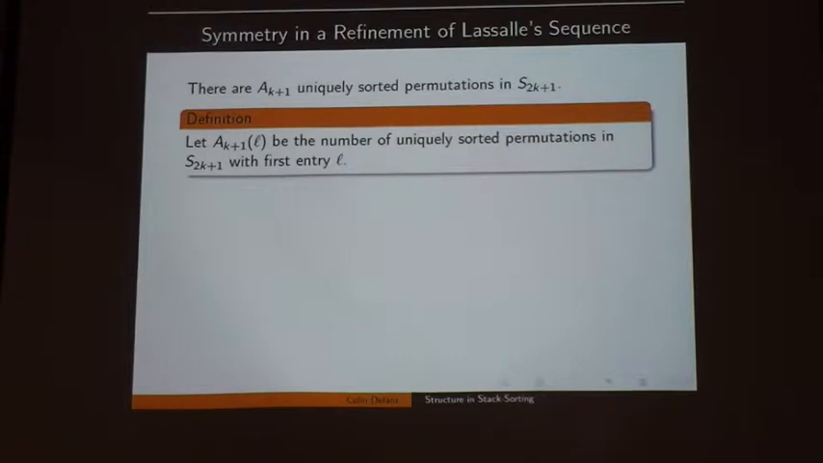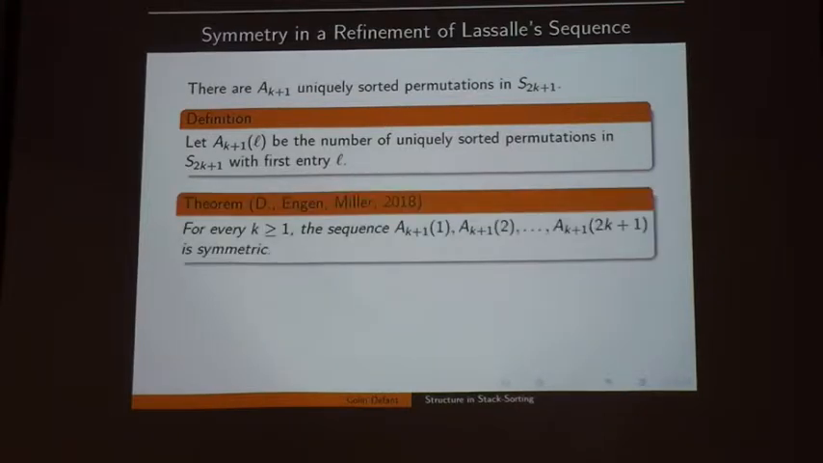This is sort of a weird thing to do because usually when you look at permutation statistics, you look at things like the number of descents or the number of inversions or the major index or the number of peaks. It's not typical to look at the first number in the permutation, but that's because it's usually not very interesting. Here it actually turns out to be pretty interesting because we've shown that the sequence a_{k+1}(1), a_{k+1}(2), up to a_{k+1}(2k+1) is actually symmetric. So it's palindromic, it reads the same forward and backward.